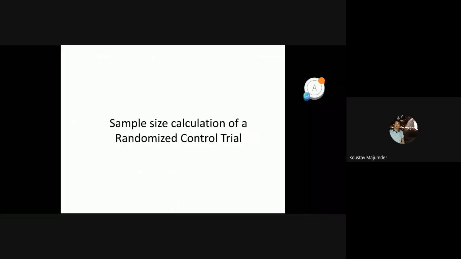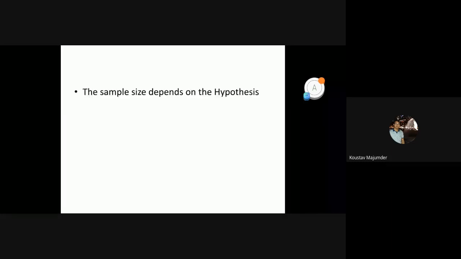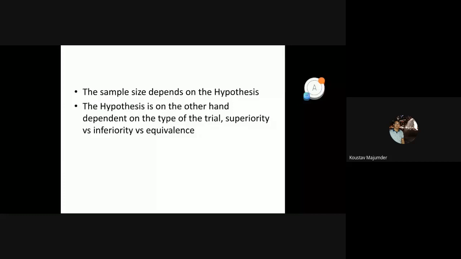Now, I will quickly go to the sample size calculation of randomized control trials. Sample size for a randomized control trial can also be calculated the way we have calculated, but there are three types of randomized trials, and the hypothesis actually changes with the type of randomized control trial. So we have the superiority trial versus the non-inferiority trial versus the equivalence trial.